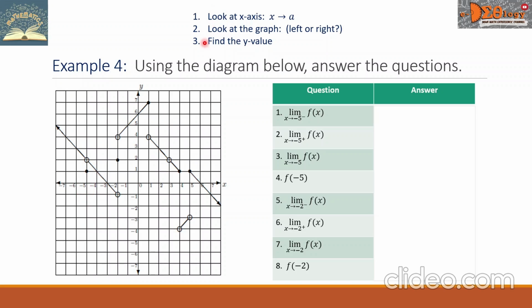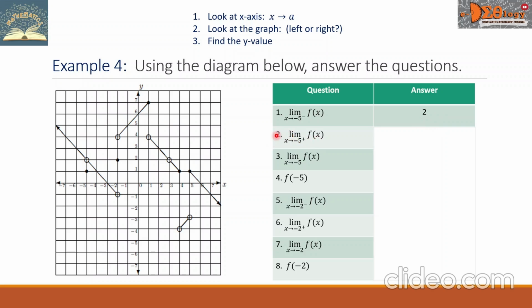And then step 2, we look at the graph. Meaning, this is the graph. We can have an imaginary vertical line here that passes through the negative 5. So, this is the corresponding graph that comes to this point when x comes closer to negative 5. Now, number 3, we look at the y value. That means the y value here is 2. So, the answer here is 2.